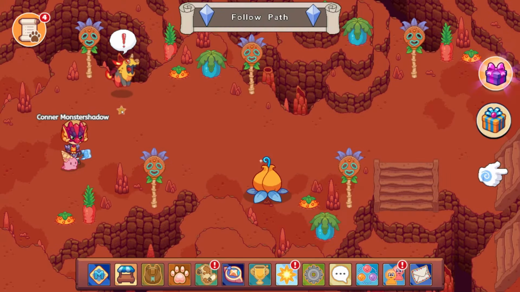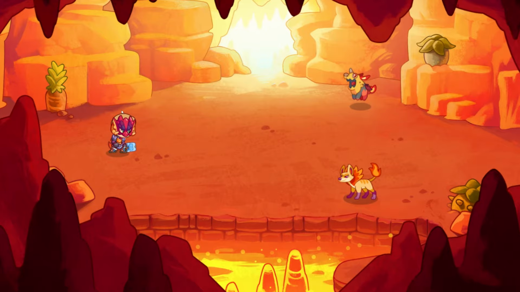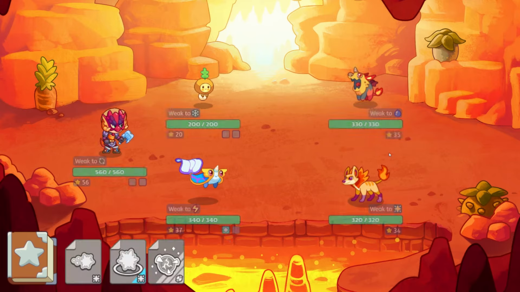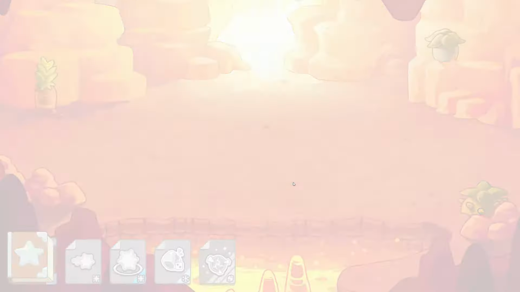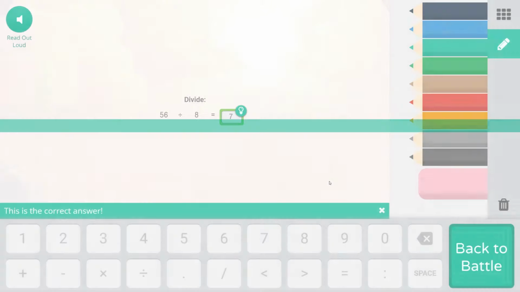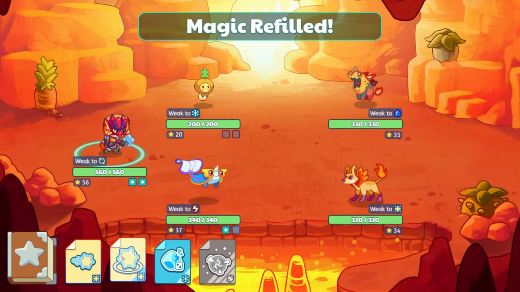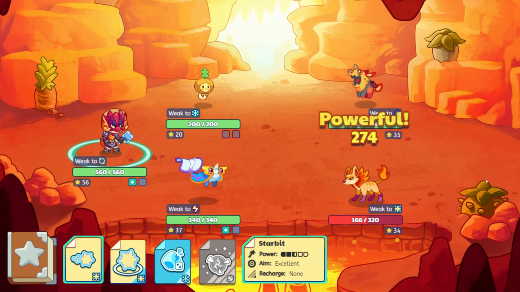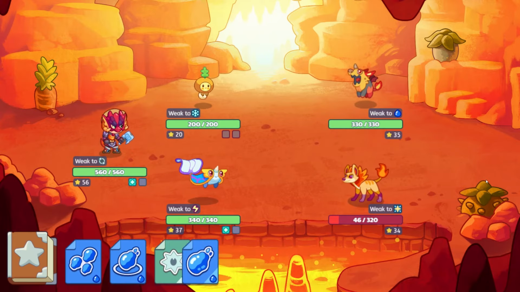All right, let's go ahead and get in this battle here. Embern. And then we have Puck. 56 divided by 8. That is going to be the same as 7 times 8 equals 56. So if you understand the parts, you understand the wholes, then you are able to go ahead and get stuff sort of straightened out.